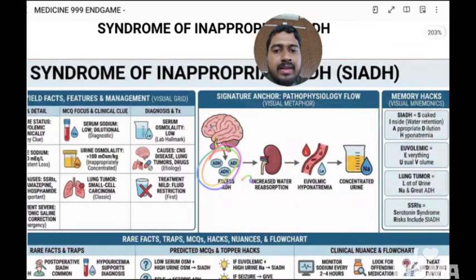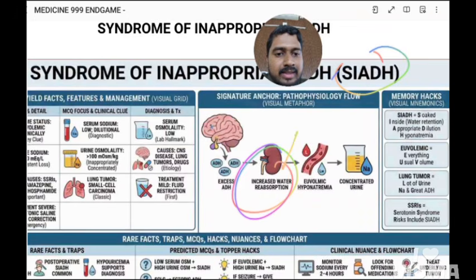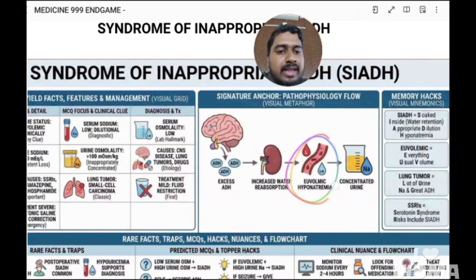See here, excess ADH, as occurs in SIADH, causes increased water resorption. That is, there is decreased urine formation, decreased output of urine. That leads to something known as euvolemic hyponatremia. Now, what it is, we'll see.